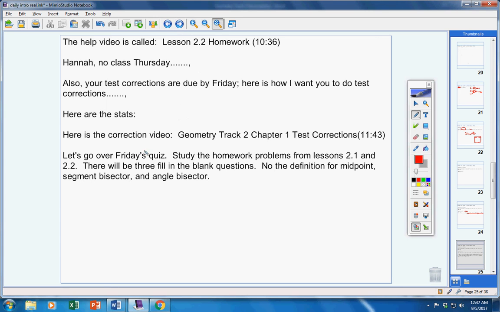Now, you're going to have a quiz Friday. Make note of this, okay? Study all the homework problems for these 2 lessons, 2.1 and 2.2. You're doing 2.2 today, okay? Right here. There will be 3 fill-in-the-blank questions. Know the definition for midpoint, segment bisector, and angle bisector. Those 3 will be fill-in-the-blanks.